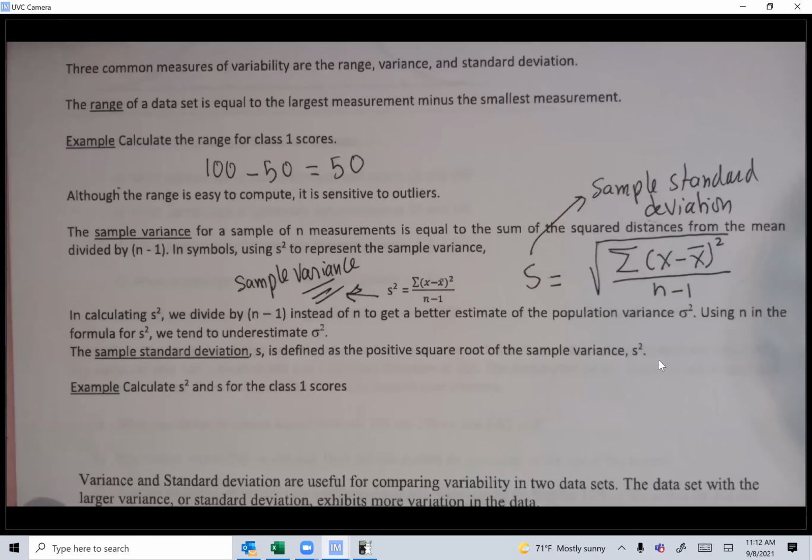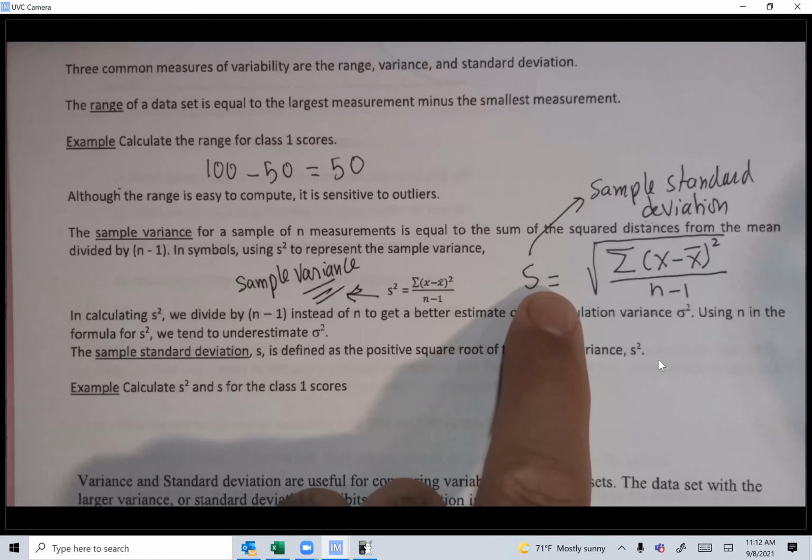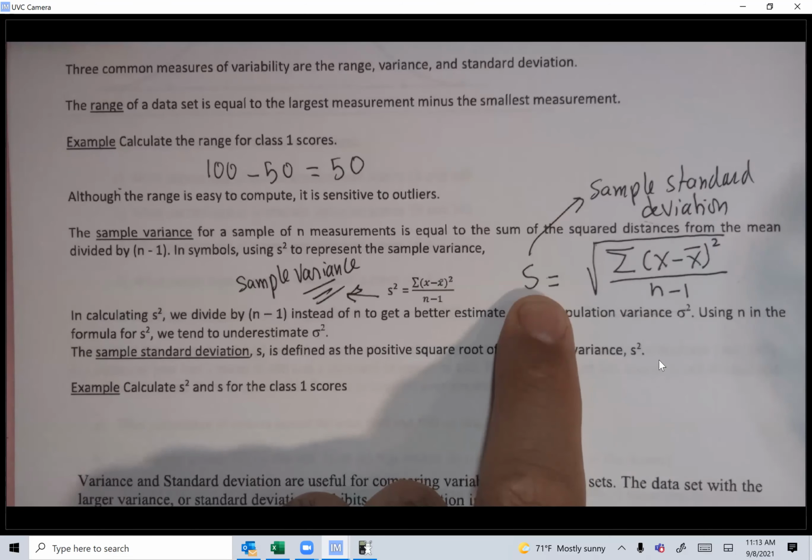All right. This is the sample variance. If he asks you to find the variance, guys, you just use the calculator. You find S, and then you take this value and square it, multiply it by itself, and then you get what we call the variance.